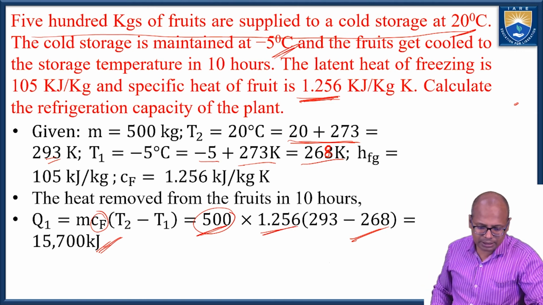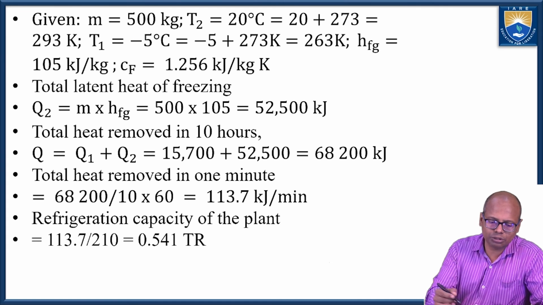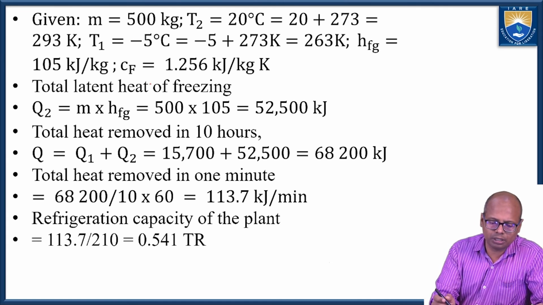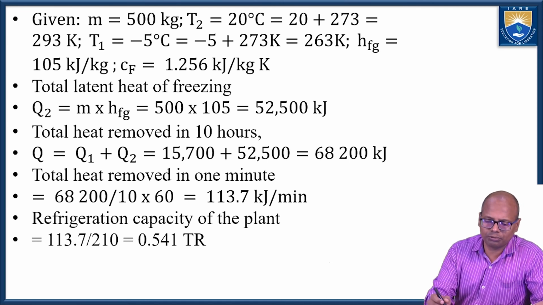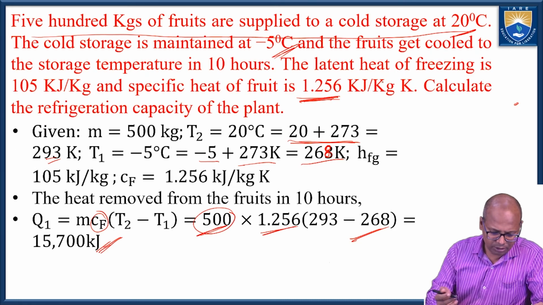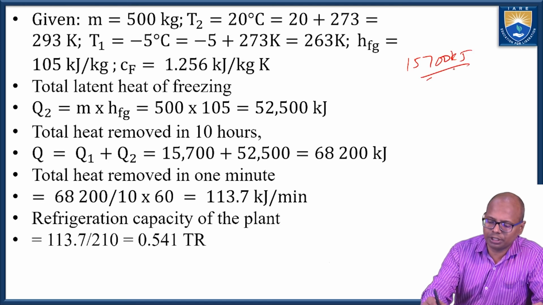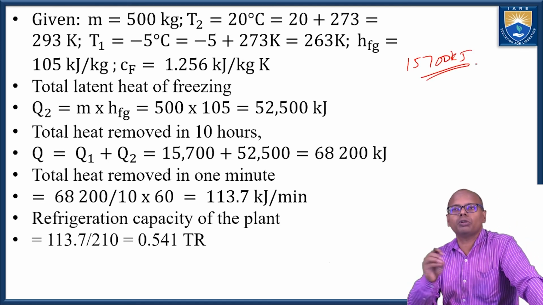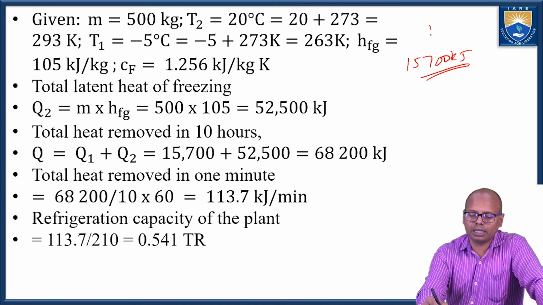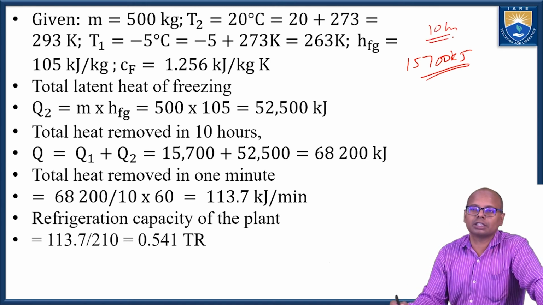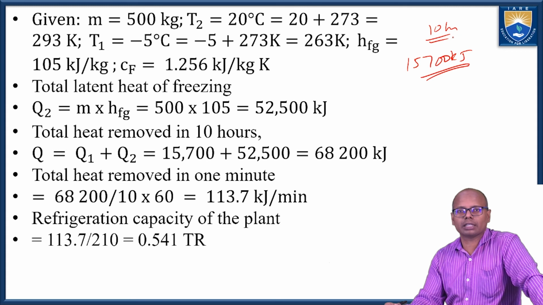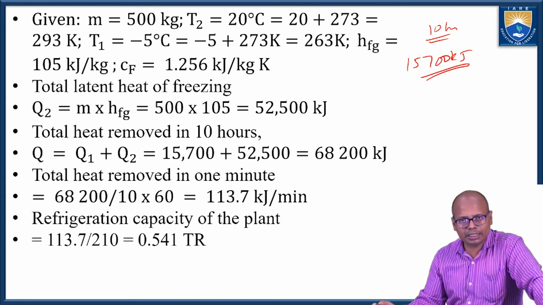So what is the second thing? So the 15,700 kilojoules of heat is being removed from the fruits in 10 hours. So this is what we have calculated. So what is the next thing?